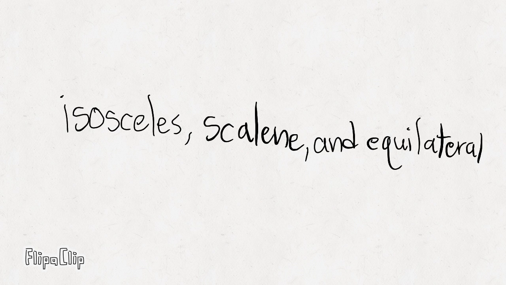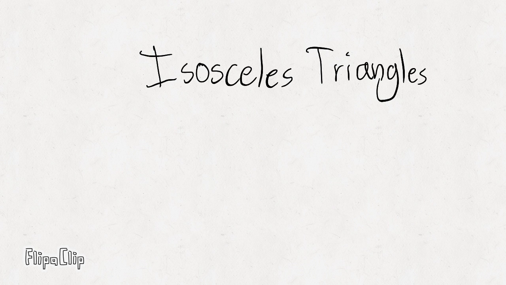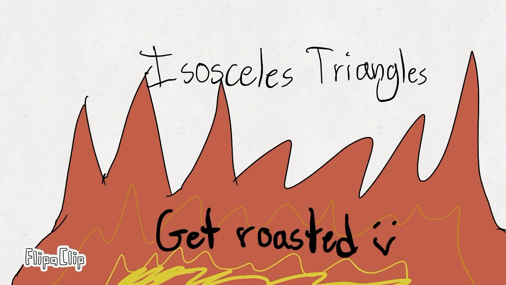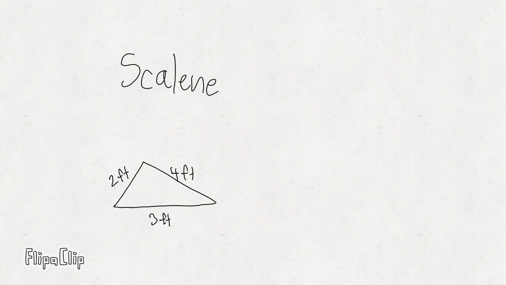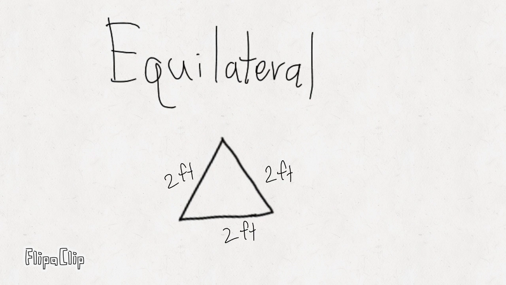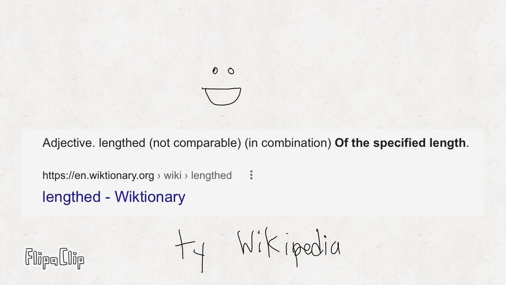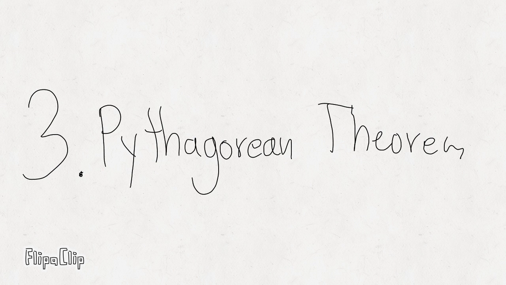2. Types of triangles. So the main 3 types of triangles are isosceles, scalene, and equilateral. Isosceles triangles at least have friends, unlike you, probably, as 2 sides are equal, like in this triangle. For scalene, all the sides are different lengths, and it can look like this thingy. Lastly, equilateral triangles have 3 identical length sides. Wait a second, is length a word? Never mind. Alright, 3, the Pythagorean theorem.